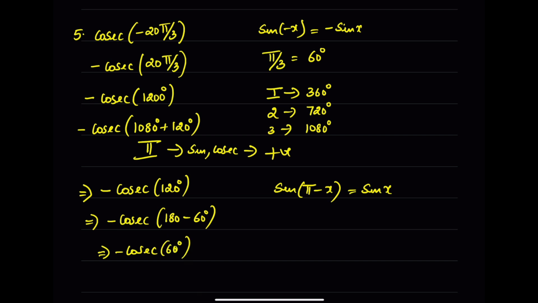So this will be cosecant of 60 degrees. Now sine 60 is square root of 3 by 2. So cosecant of 60 will be 2 by square root of 3. So the answer would be minus 2 by square root of 3. So this is the value of question number 5.